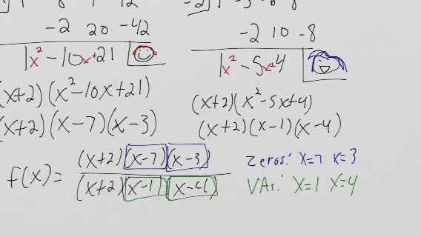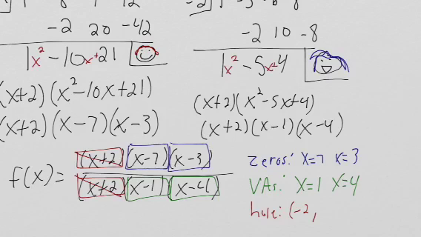And then to find our hole, we already know it's at negative 2, but we have to do some extra work to figure out the y value. The x plus 2 factors are causing the hole, but they're not affecting the graph otherwise, because they cancel each other out. The only thing they're doing to the graph is causing a hole at negative 2 instead of a point. So we just plug in negative 2 to the other factors, because those are the factors that determine what the graph looks like, since they don't cancel each other out. We get negative 2 minus 7 and negative 2 minus 3, over negative 2 minus 1 and negative 2 minus 4.